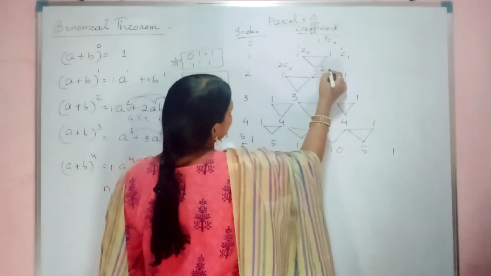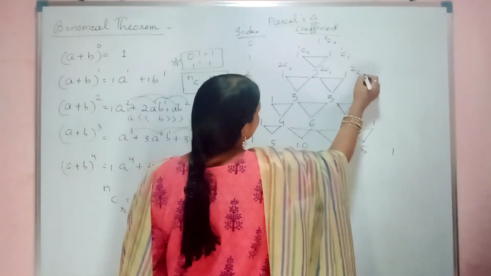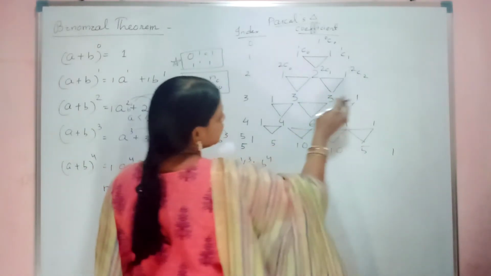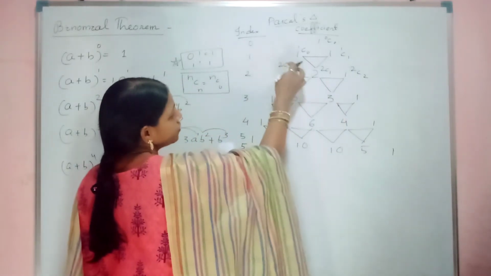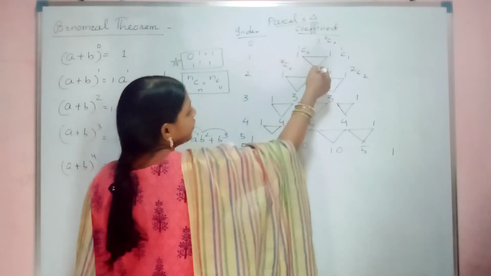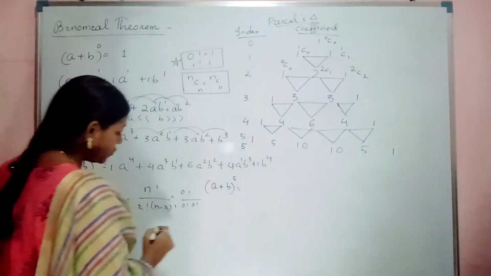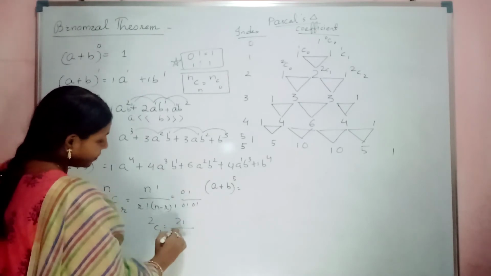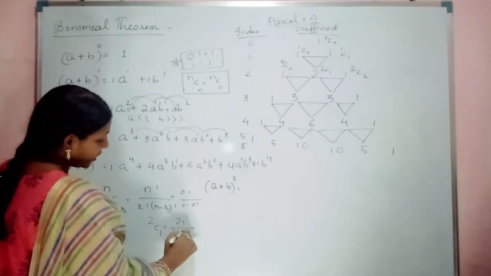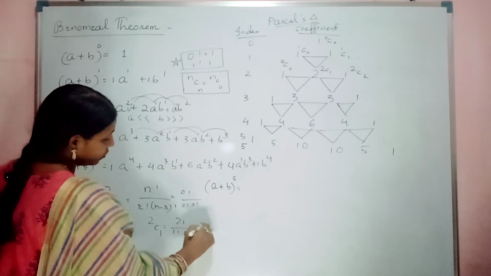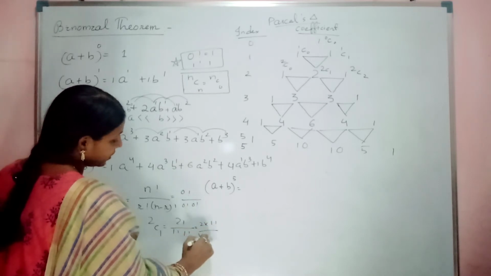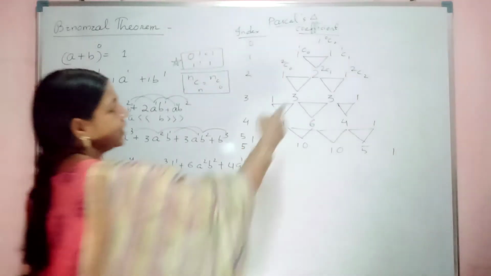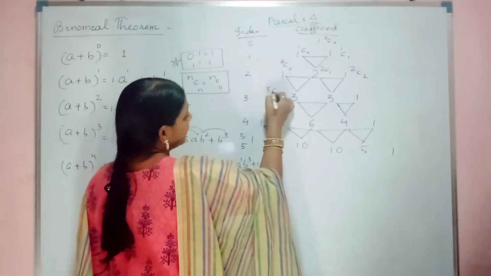2C0, 2C1, 2C2. I told you nCn is 1, so 2C2 is 1. nC0 is 1, so 2C0 is 1. In between, 2C1 is 2. How is it 2? 2C1 is nothing but 2 factorial divided by 1 factorial times (2 minus 1) factorial. So 2 into 1 factorial divided by 1 factorial, 1 factorial. 1 factorial is 1, so the answer is 2. Clear?